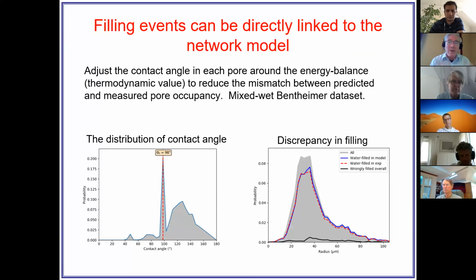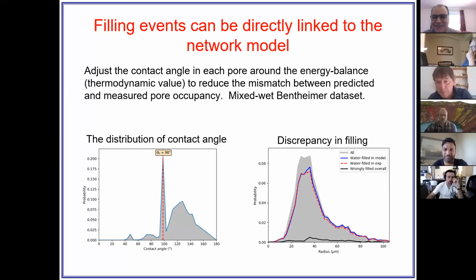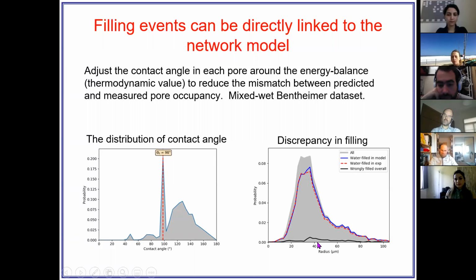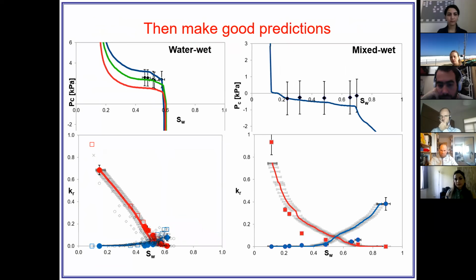And when we do this in a very simple optimization routine, we're not doing something fancy. It's not like history matching in reservoir simulation. It takes just a few minutes to run. It actually takes less than a minute to run the network model, and an hour or two to do the optimization. We can drive the discrepancy in the filling, which is this black line, almost to zero. Not completely to zero. It's not perfect, but it's better than repeat experiments, so it's good enough.